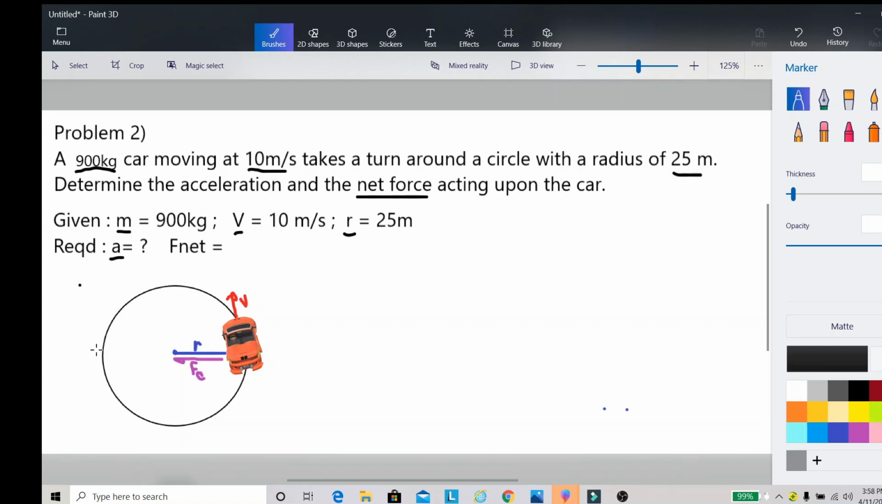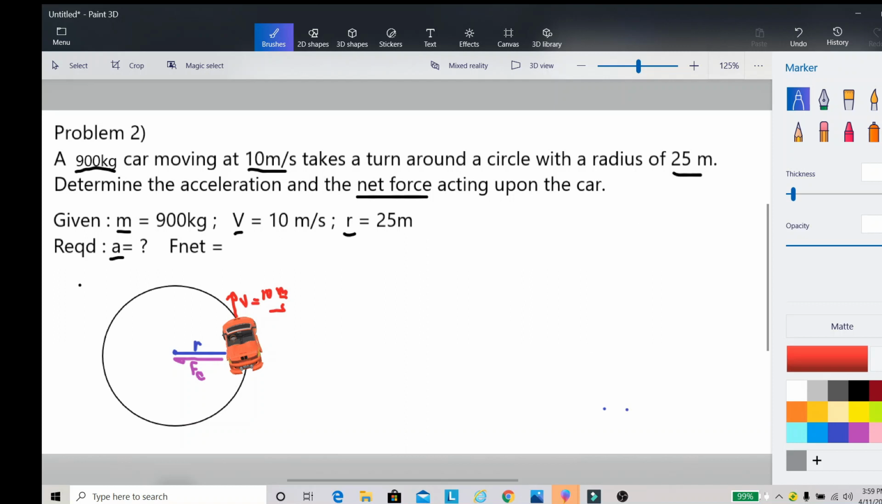So we try to illustrate the problem here. There is this circle. The radius is equal to 25. So this blue one is equal to 25. And there is this car which is having a velocity of how much? 10 meter per second. Okay, that's the velocity.